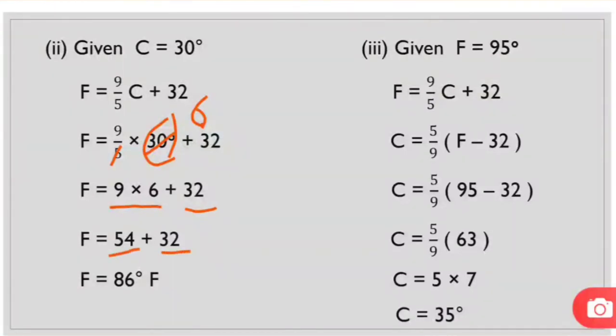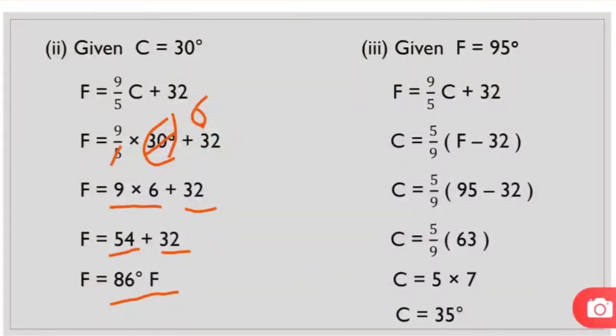So we'll get F equal to 86 degree Fahrenheit. So when Celsius is 30 degree, Fahrenheit is 86 degree. Now question number 3. Here Fahrenheit is given as 95 degree and we have to find in Celsius. So the equation is the same, F equal to 9 upon 5 into C plus 32.